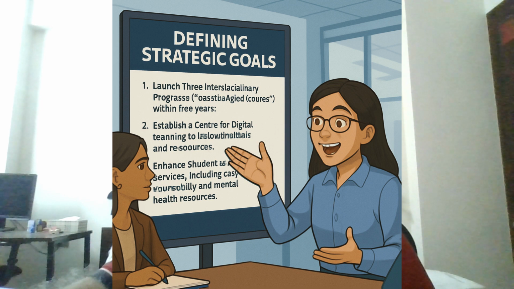Next point in the discussion came defining the strategic goals. Guided by the vision, the committee decided to set three strategic goals. Number one, to launch three interdisciplinary programs, cross subject courses, within 5 years. Second goal was to establish a Center for Digital Learning to host virtual labs and e-resources. And the third goal was to enhance student support services, including career counseling and mental health resources.